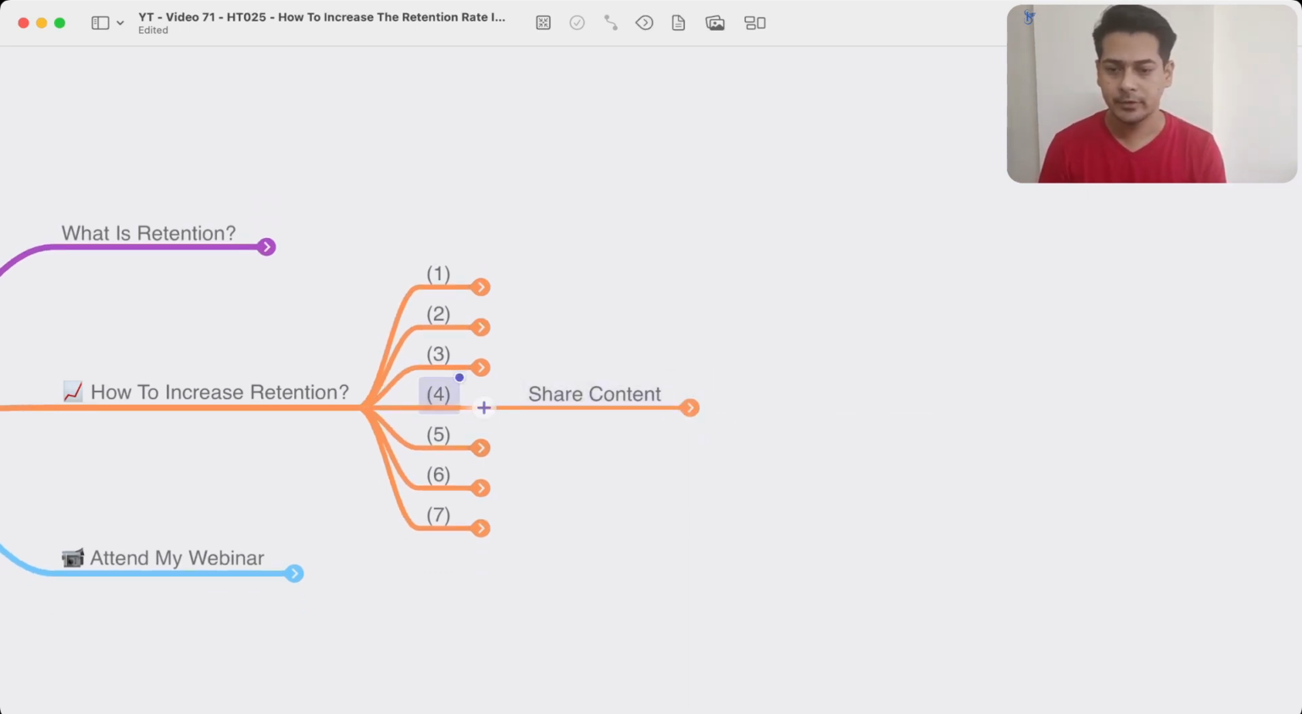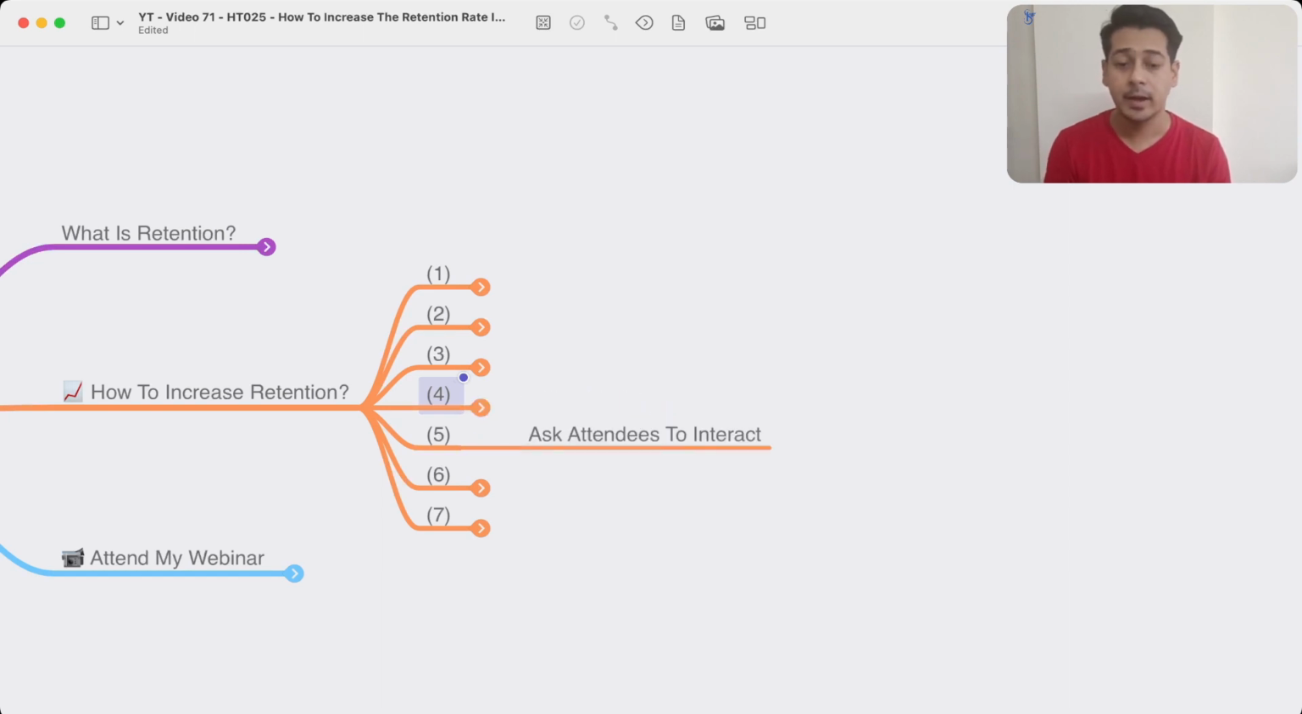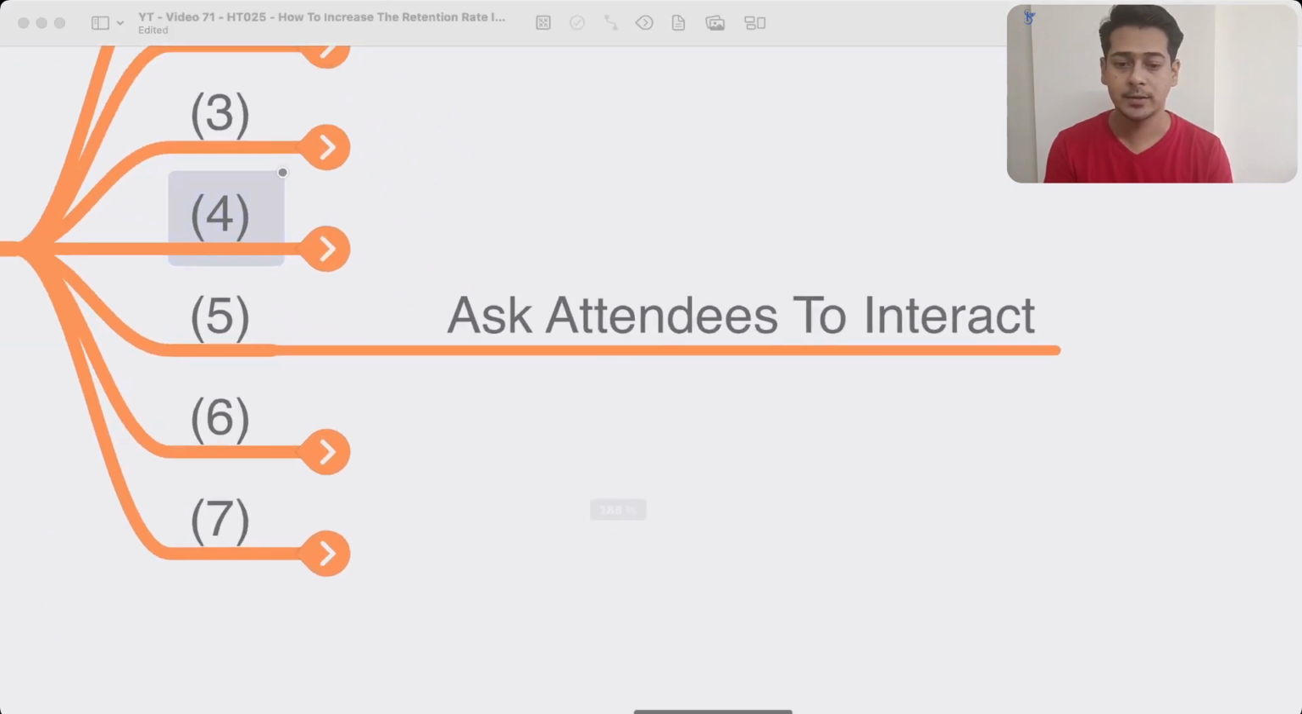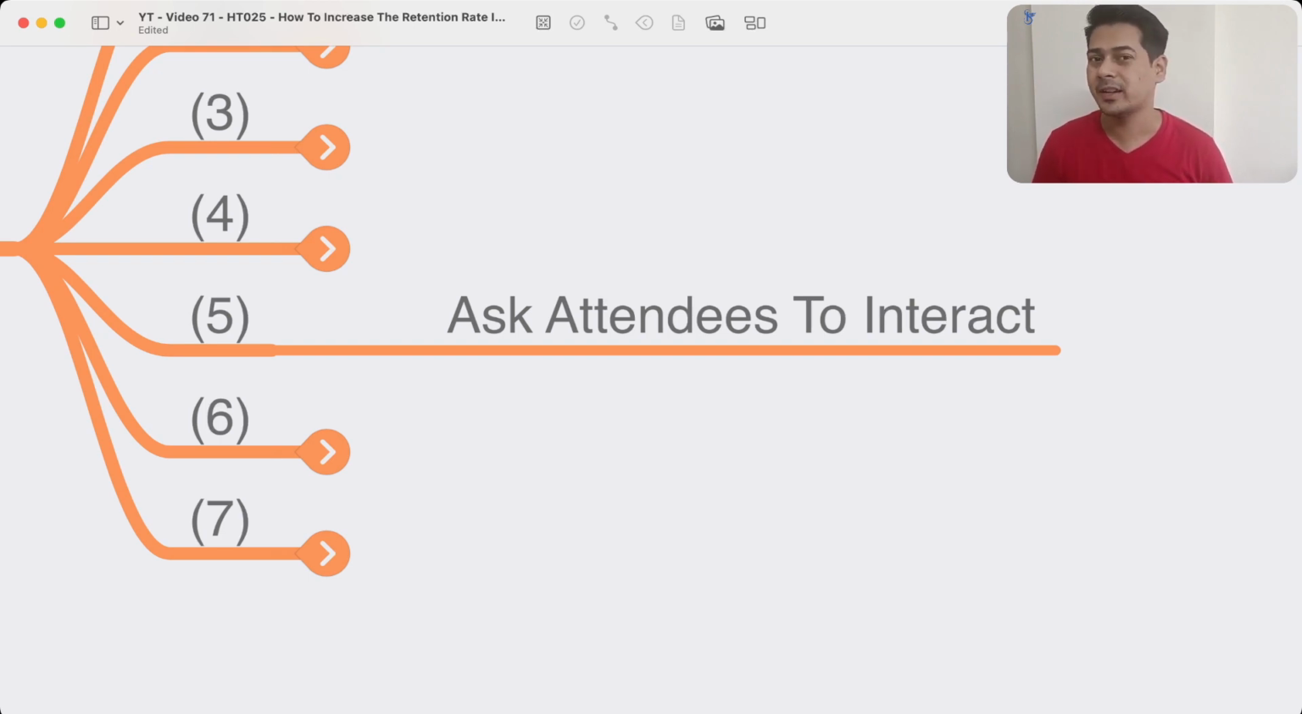Now the fifth strategy is to ask attendees to interact. I will zoom in on this because it is extremely important. I have attended webinars where the presenter or the host goes on and on with the information and does not even pause for a minute. I'm sure you have attended such webinars or such lectures during college, or seen those chief guests at an event in school or college who keep talking and talking and talking and you are bored.